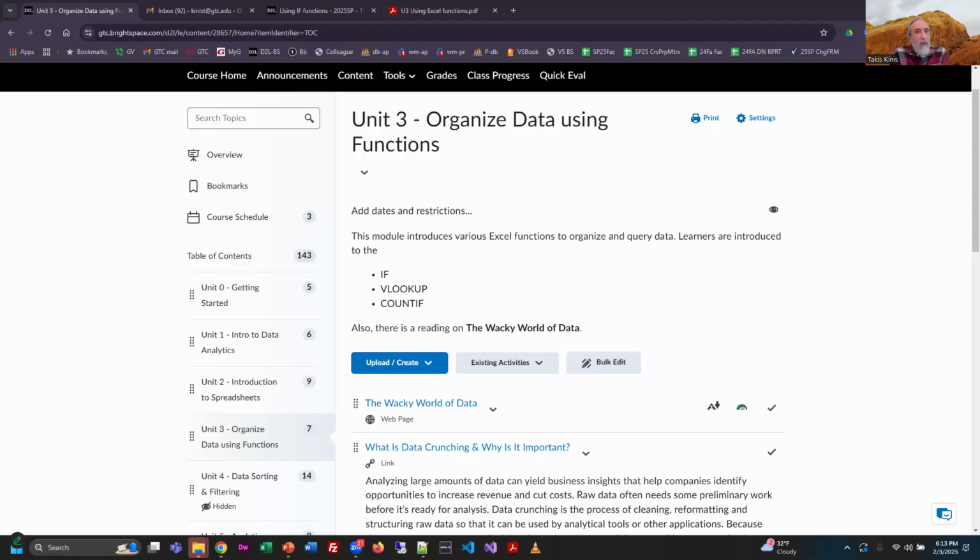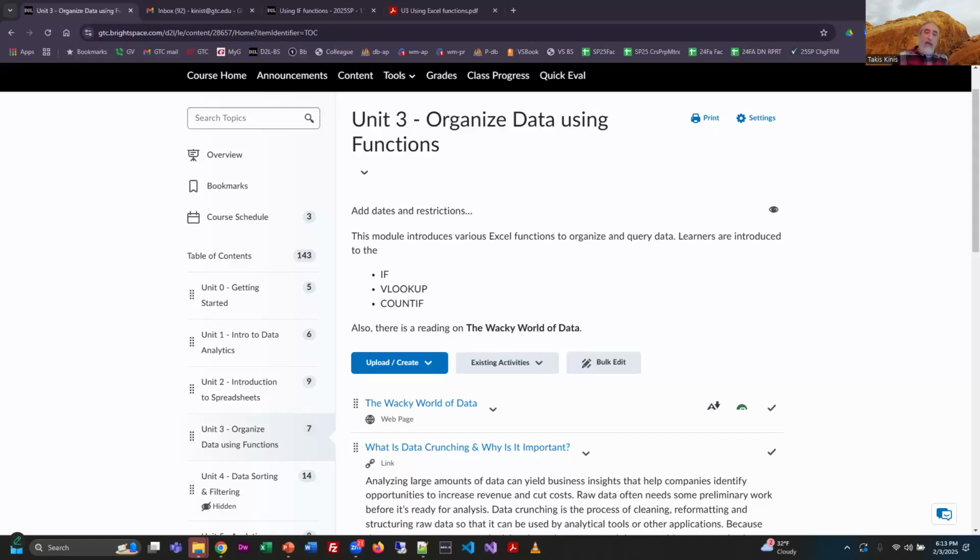Welcome back, everybody. We're going to be working on Unit 3 this evening, and we're going to start by doing a little bit of lecture material and talking about how we use Excel basically to organize our information, and then using some of the built-in functions to help accelerate our workflow and do some really powerful and cool things.